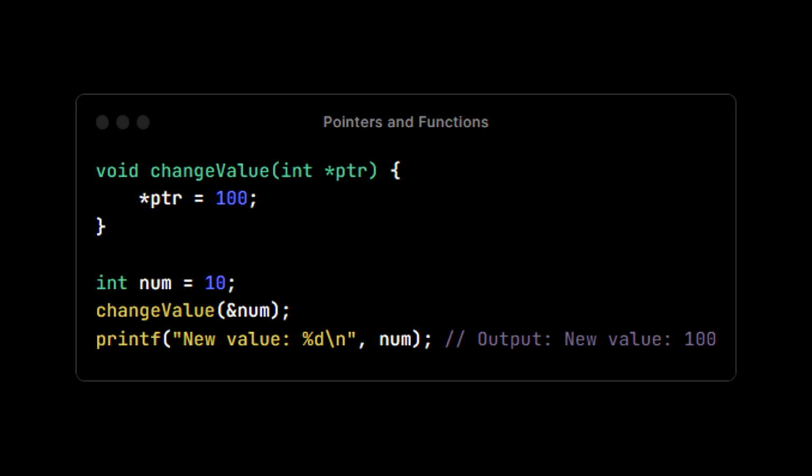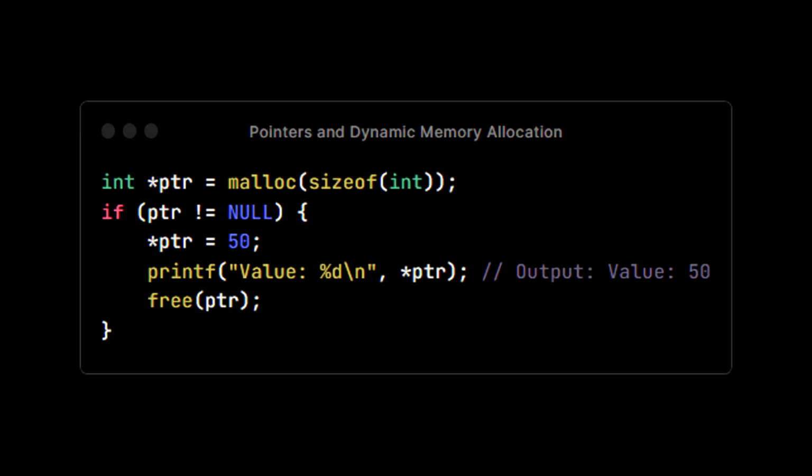Pointers and functions. Pointers are commonly used in C functions to modify values outside the scope of the function. This is achieved by passing the memory address of a variable as a pointer argument. Here's an example.